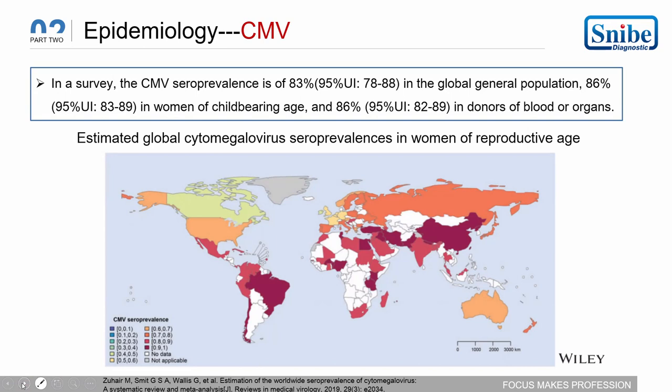seroprevalence is 83% in the global general population, and around 86% in women of childbearing age, and 86% in blood or organ donors.